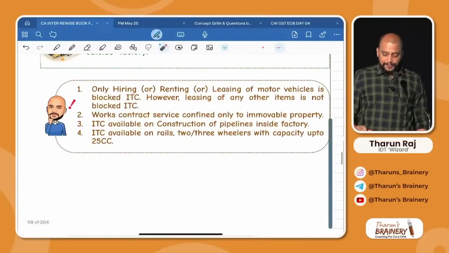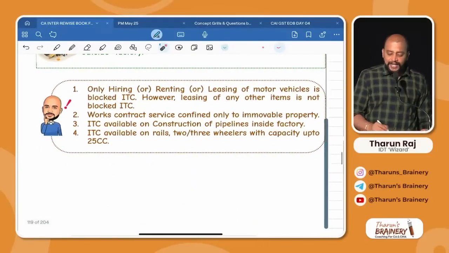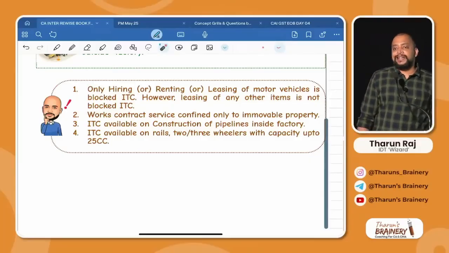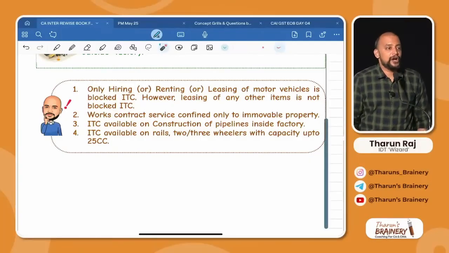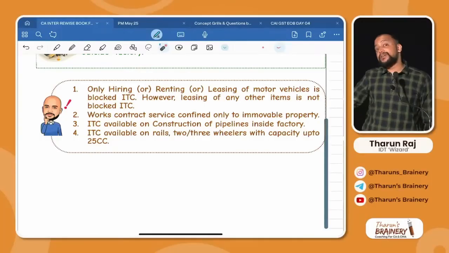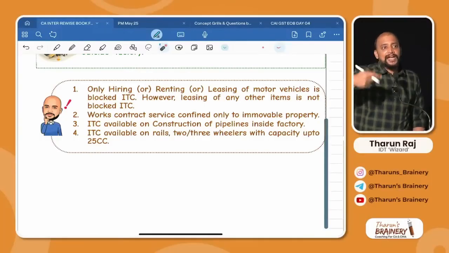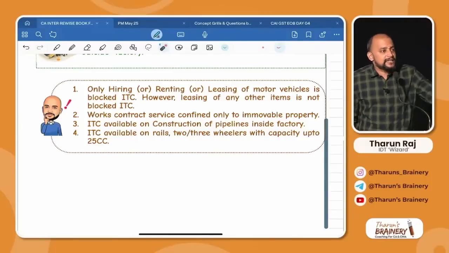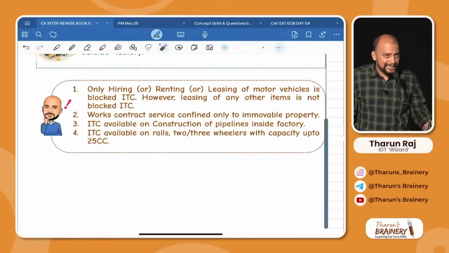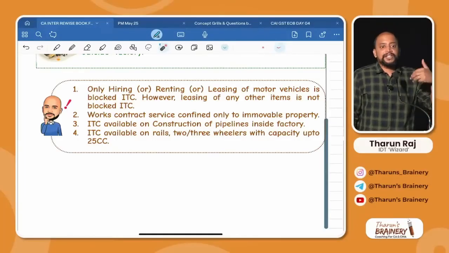Next one, say this. Only hiring, renting and leasing of motor vehicles is blocked credit. However, leasing of any other items is not blocked ITC. So, construction of a building is blocked ITC. Correct? Instead of constructing a building, I take the building on rent. For the rent, I pay GST. Can I take ITC on that? Yes. There is no restriction. Rather than constructing a building, I take the building on rent. For that rent, I pay GST. Definitely, I can take ITC.